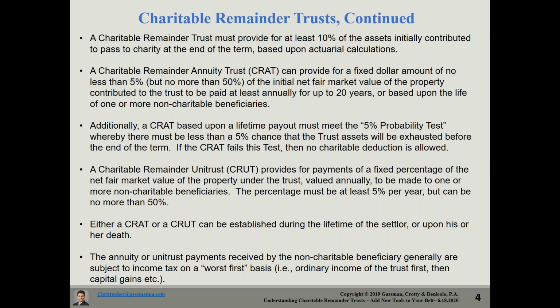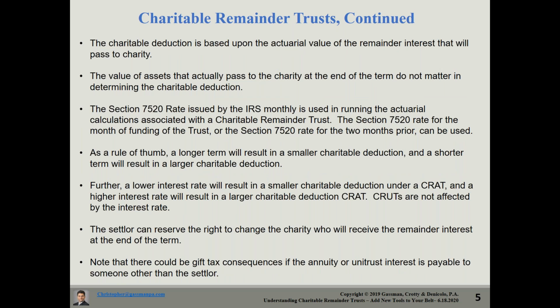Now, I want to mention that the CRUT and CRAT can be established during the lifetime of the settlor or upon death. So you can have an inter vivos or a testamentary. So you can actually have a charitable remainder trust set up upon the death of the grantor, and we'll talk about how that can be useful with respect to planning for retirement plans.